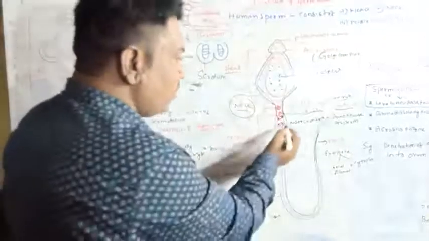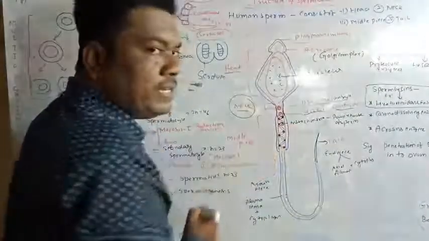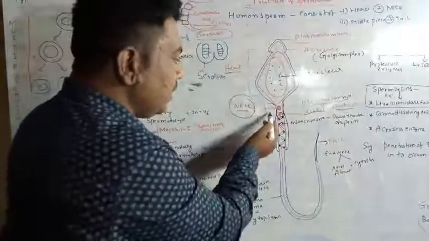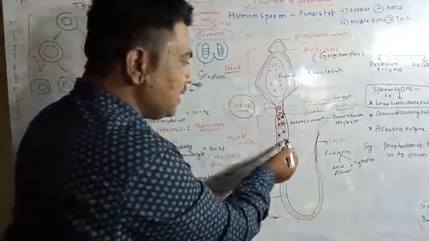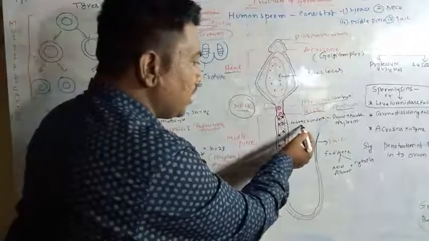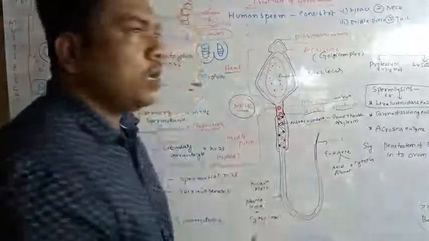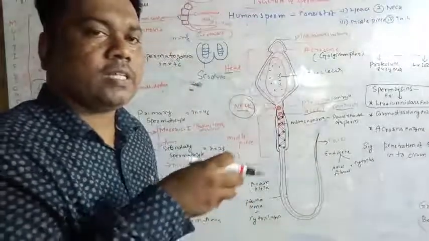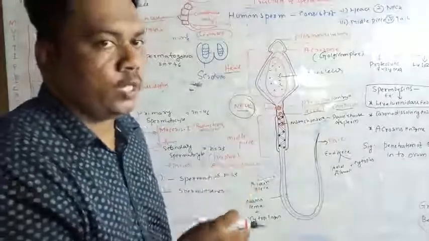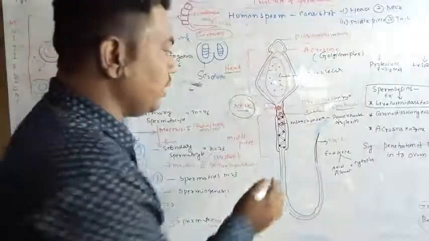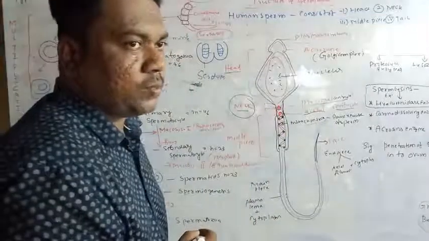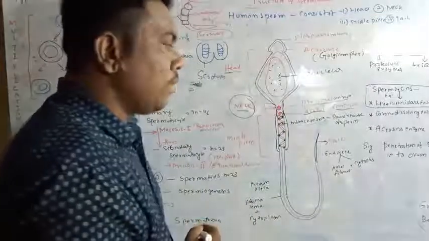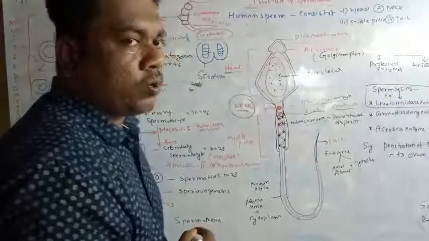Right, after that we discuss the middle piece. What is the middle piece, beta? The neck is followed by the middle piece. This middle piece consists of mitochondria. These mitochondria are located spirally. How are they, beta? They are arranged spirally, here, where? Inside this middle piece. The middle piece contains cytoplasm, and spirally arranged mitochondria are present.